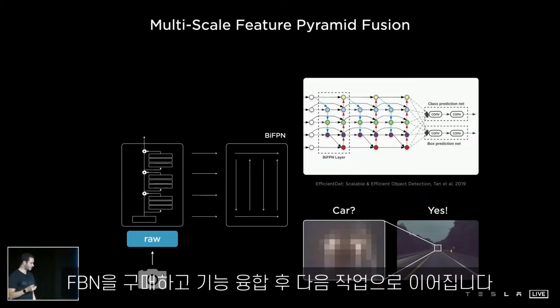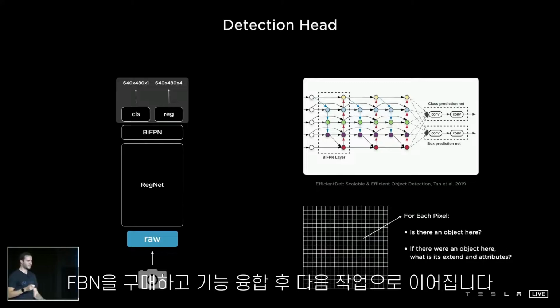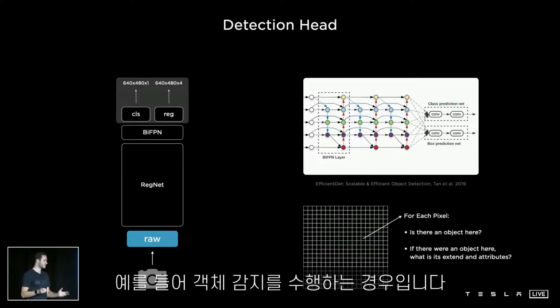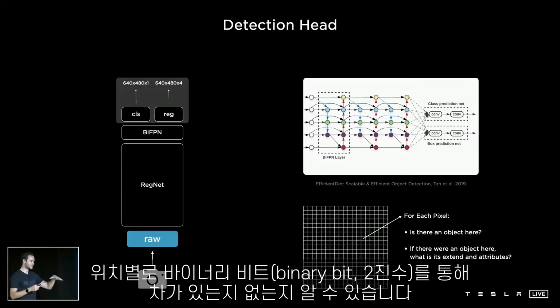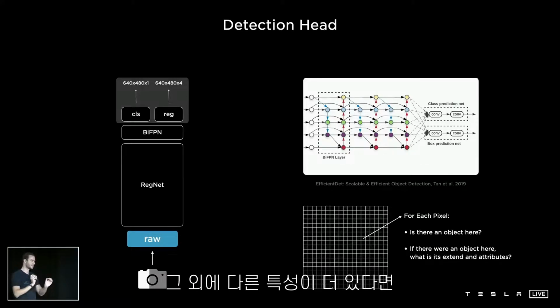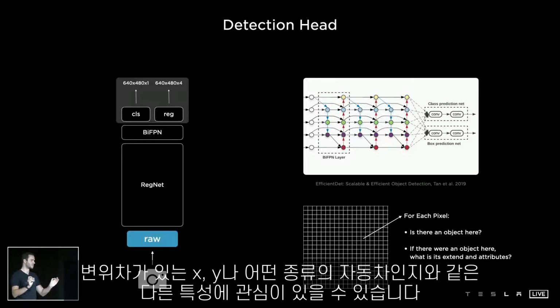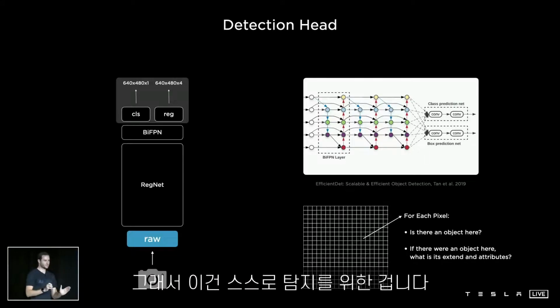After a BiFPN and a feature fusion across scales, we then go into task-specific heads. So for example, if you are doing object detection, we have a one-stage YOLO-like object detector here where we initialize a raster, and there's a binary bit per position telling you whether or not there's a car there. And then in addition to that, if there is, here's a bunch of other attributes you might be interested in. So the XY with height offset, or any of the other attributes, like what type of a car this is, and so on. So this is for the detection by itself.